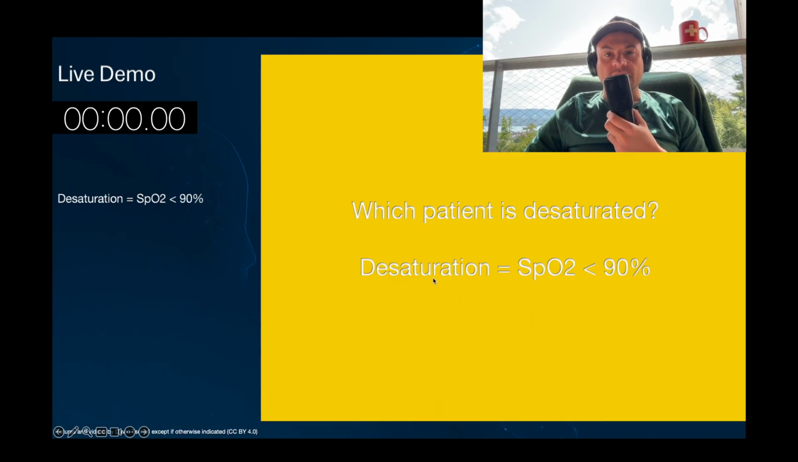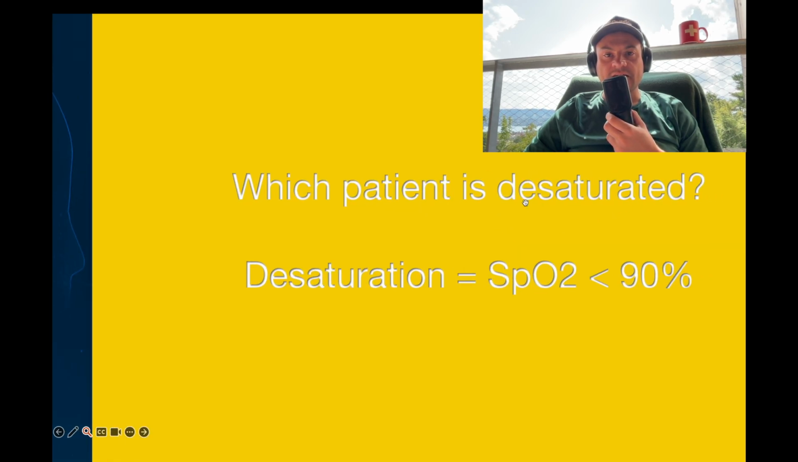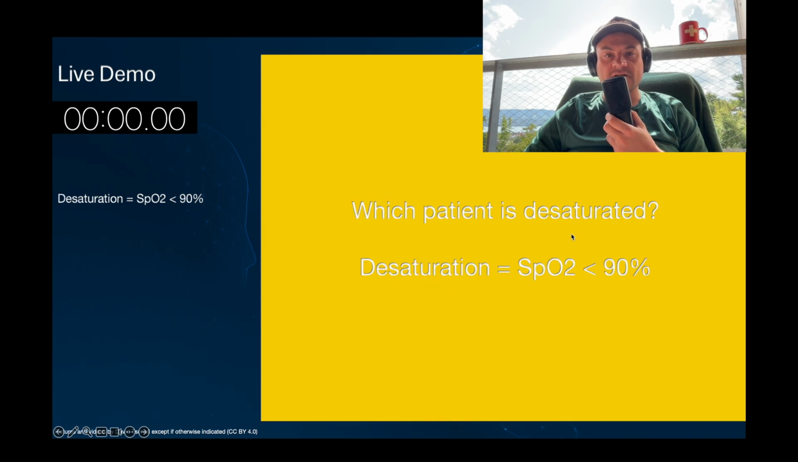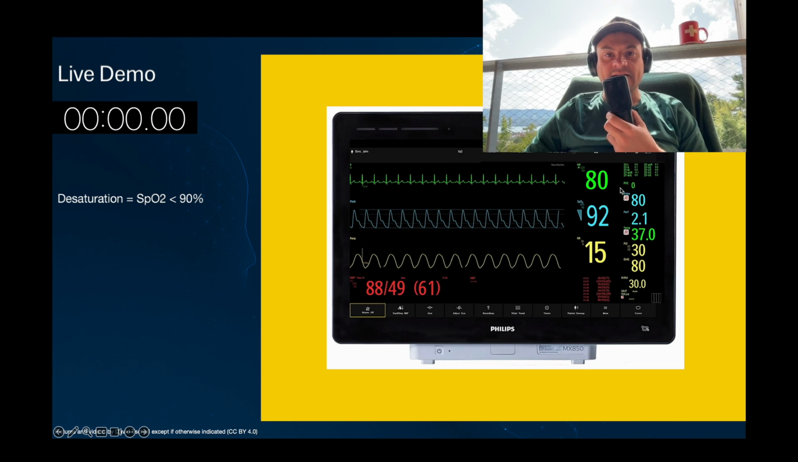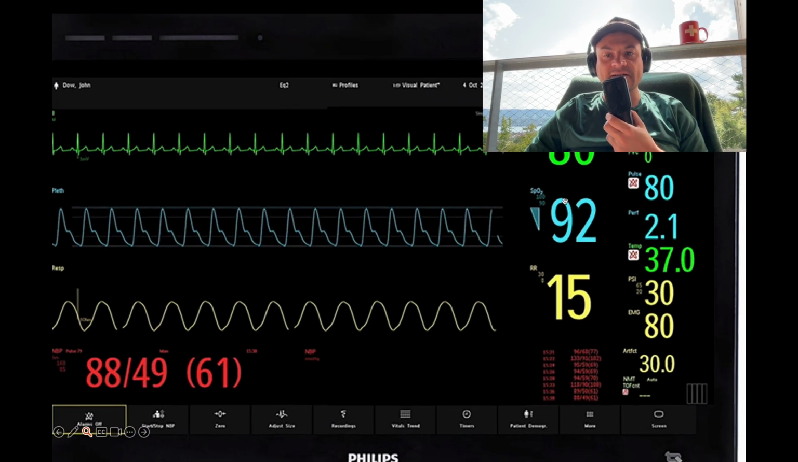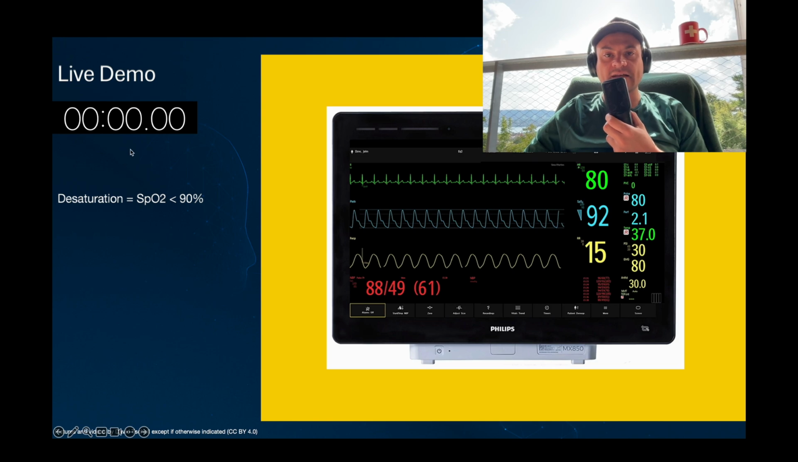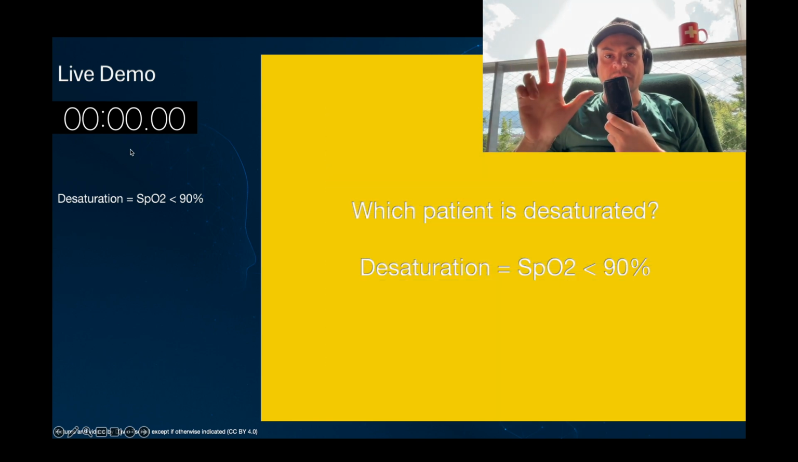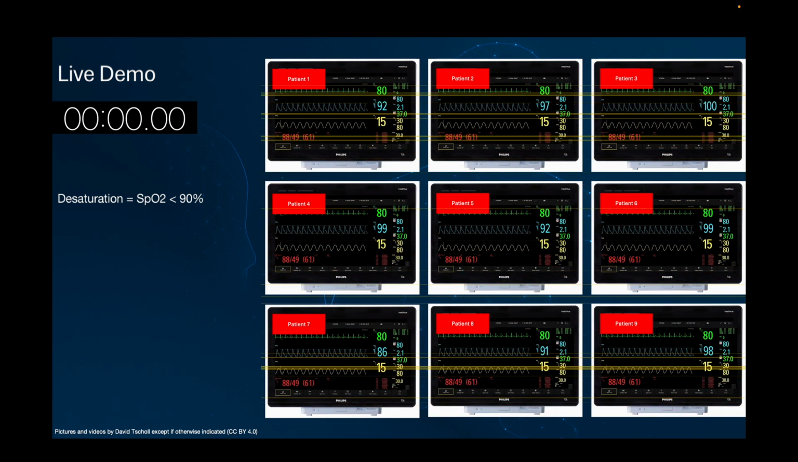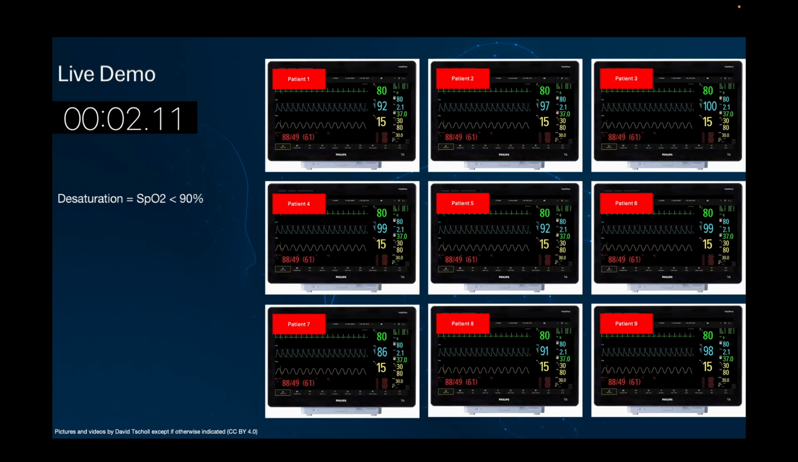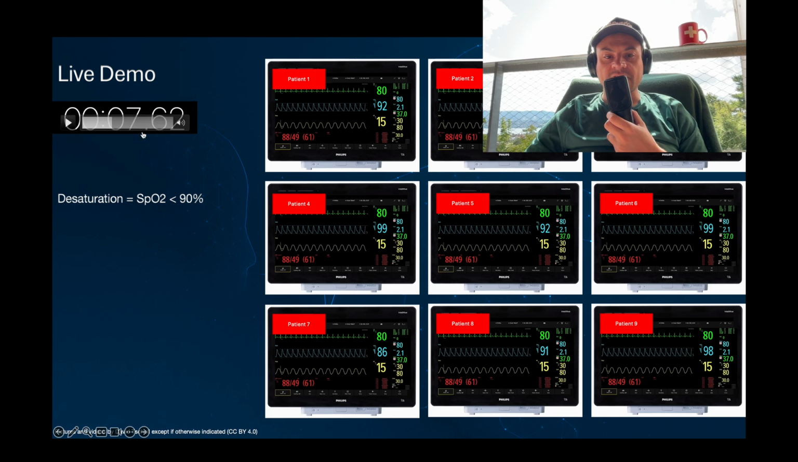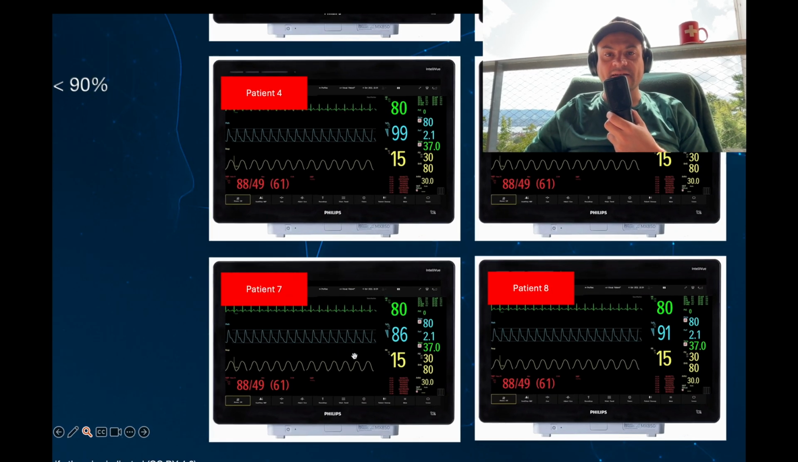This is also something we can experience together. So in this live demo, the task is to identify one of 9 patients who desaturated. So you will see 9 of these monitors, and take the time for yourself to see how long it takes you to find the one patient that desaturated. 3, 2, 1, go. I will stop it here after 7 seconds. It's patient 7 that desaturated.